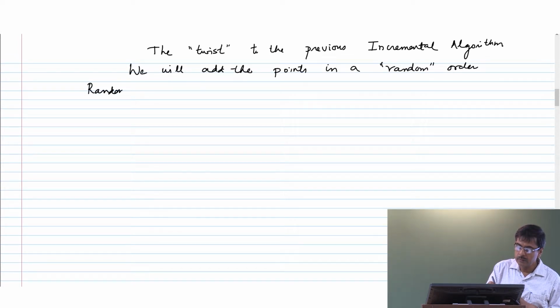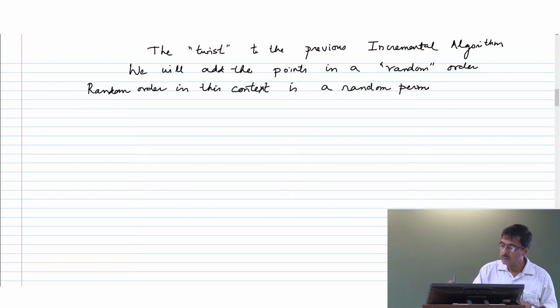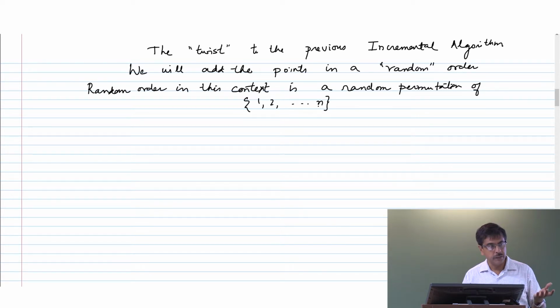Random order in this context is a random permutation. So these points are given as P1, P2, P3, up to Pn. I am going to add the points in a random order, where each permutation is equally likely.